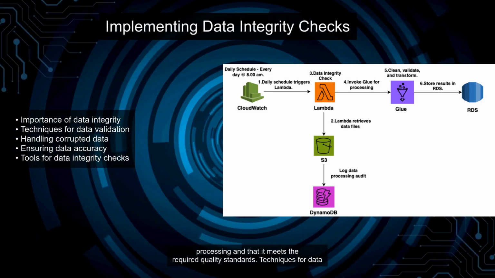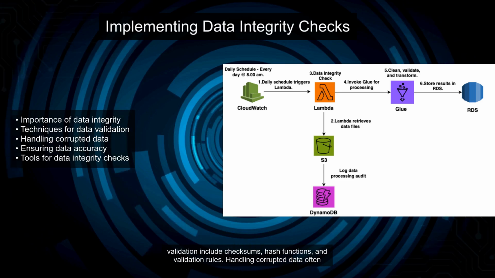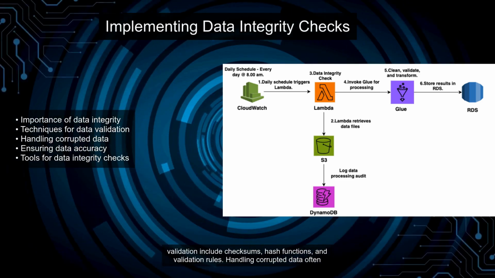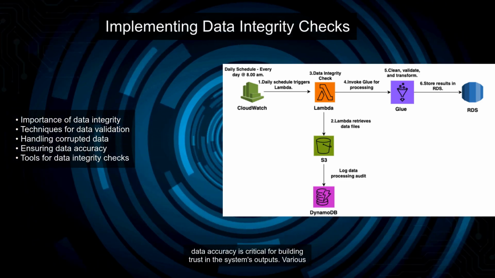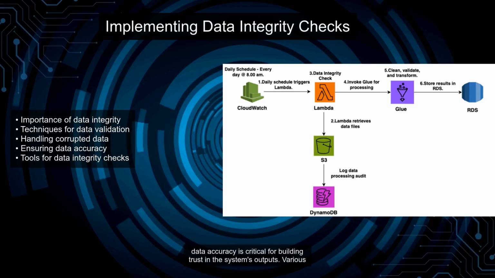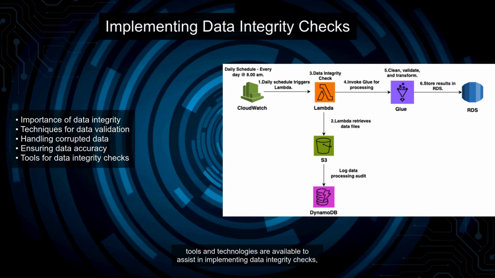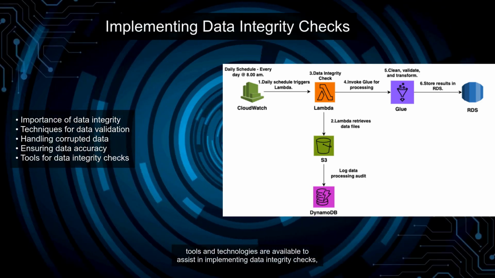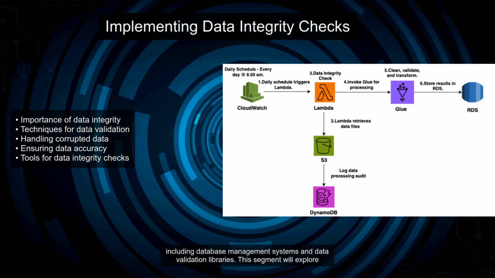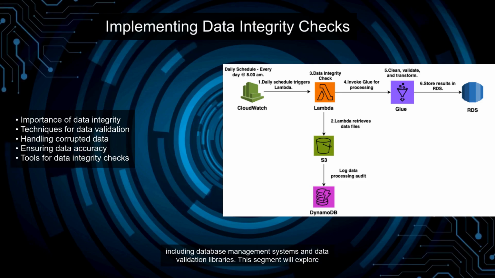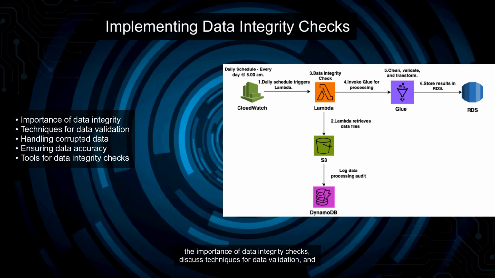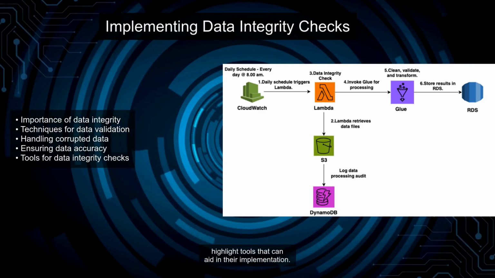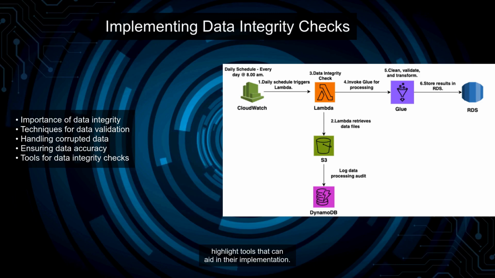Techniques for data validation include checksums, hash functions, and validation rules. Handling corrupted data often involves isolating and reprocessing the affected data or applying corrective actions. Ensuring data accuracy is critical for building trust in the system's outputs. Various tools and technologies are available to assist in implementing data integrity checks, including database management systems and data validation libraries. This segment will explore the importance of data integrity checks, discuss techniques for data validation, and highlight tools that can aid in their implementation.